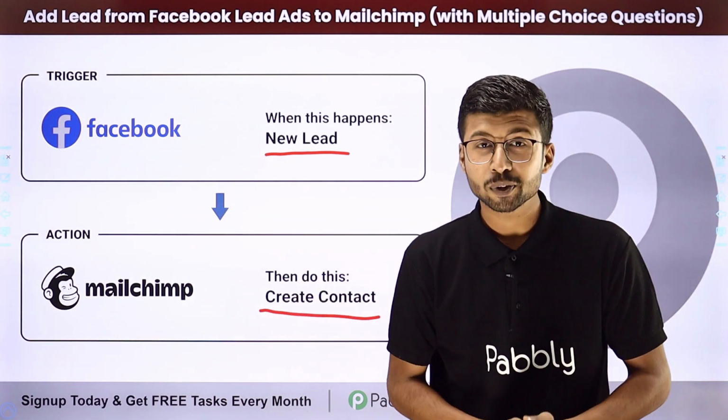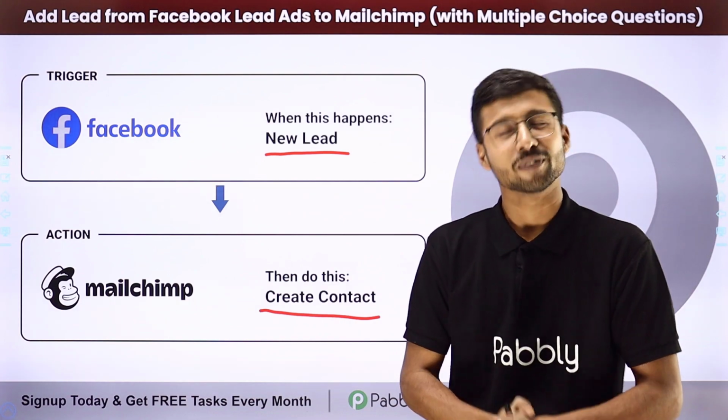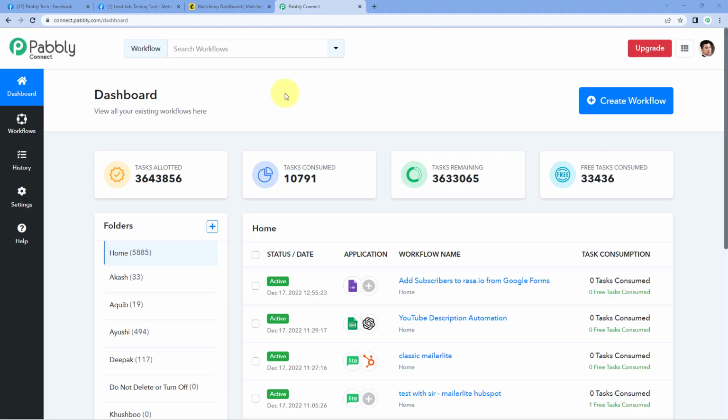Now, how can you set up this automation? To know this, you have to come with me to my screen. So as you can see, here we are on Pabbly Connect's dashboard. Now to reach this dashboard, you will get a free sign-up link of Pabbly Connect in the description box below. By clicking on that link, you can create your free Pabbly Connect account in just 2 minutes.